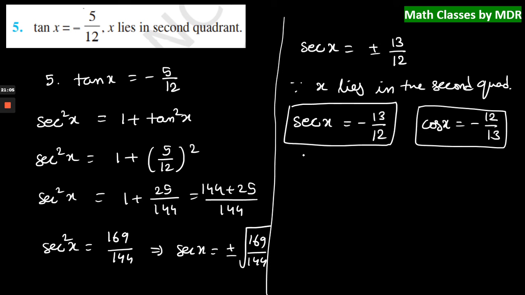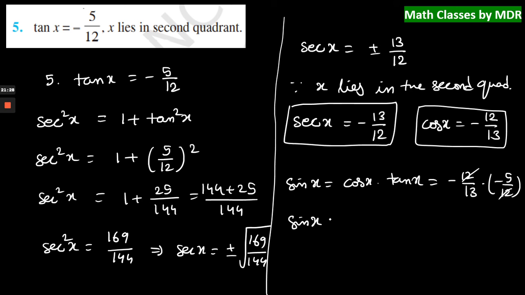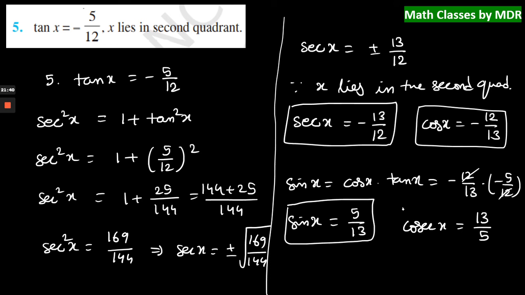Right? Now how to get sin x? In order to get sin x, let us take it as cos x into tan x. Cos x is −12/13, tan x is −5/12, so that it is +5/13, minus 5 into minus 1 here. So sin x is 5/13. And it is true, right? In the second quadrant, sin x is positive, so we got the positive value. And cosec x is the reciprocal of sin x and is equal to 13/5. Right? It is the answer for the fifth question.